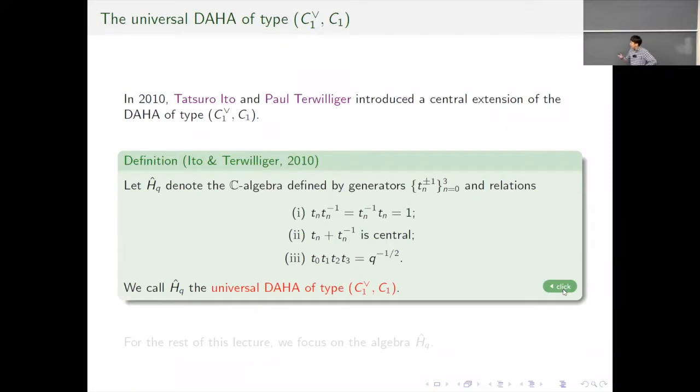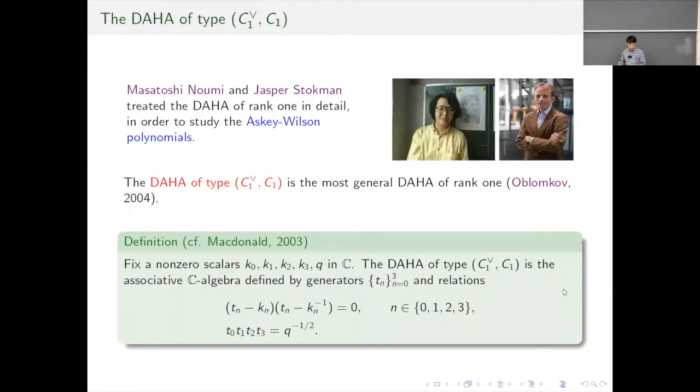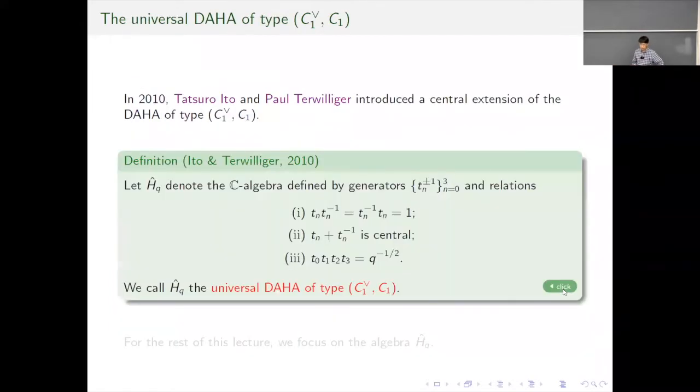One advantage of this universal DAHA is that this algebra has 3 parameters besides q, whereas the ordinary DAHA has 4 parameters besides q. Also, it has more automorphisms. So for the rest of this lecture, we focus on the algebra H_q hat, the central extension of DAHA.